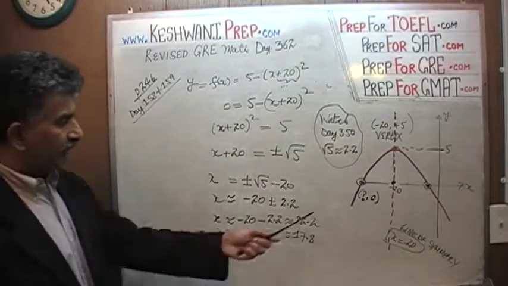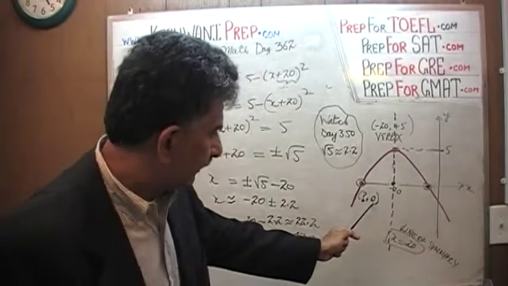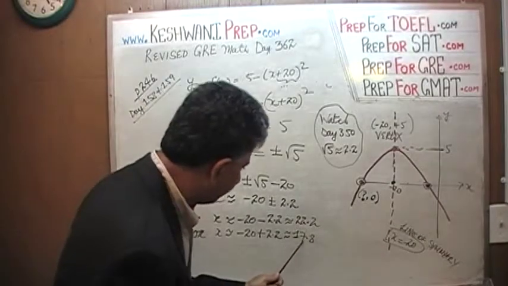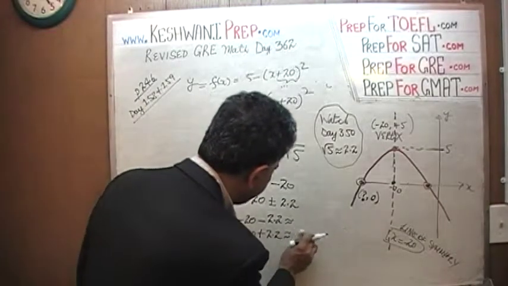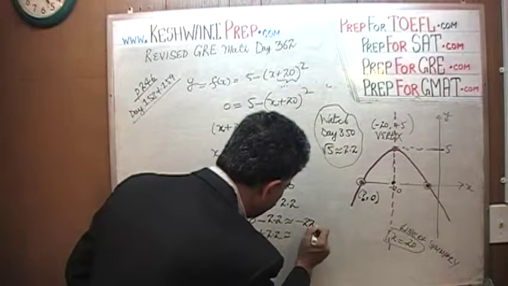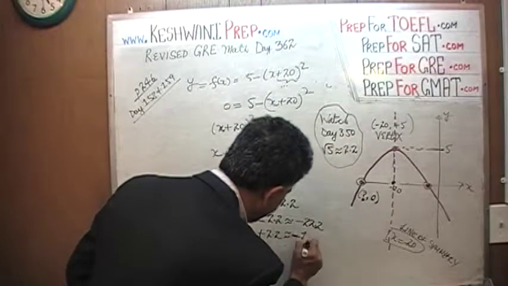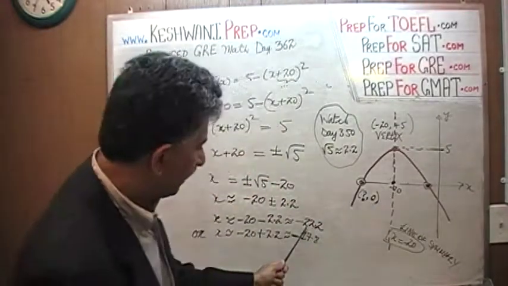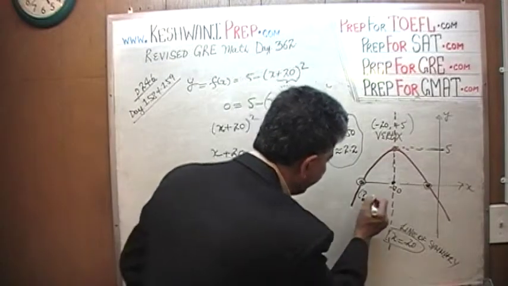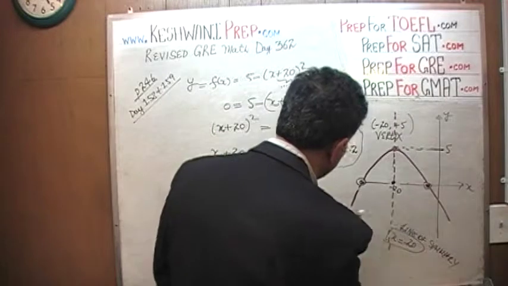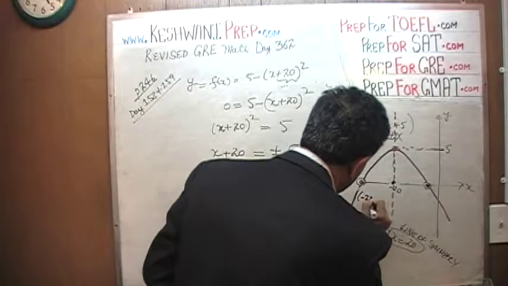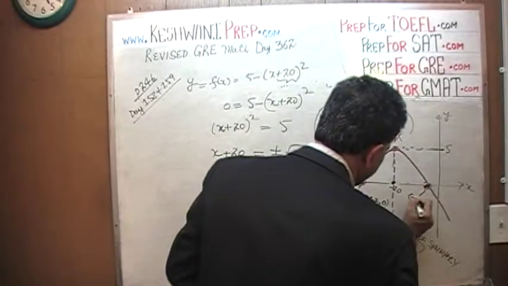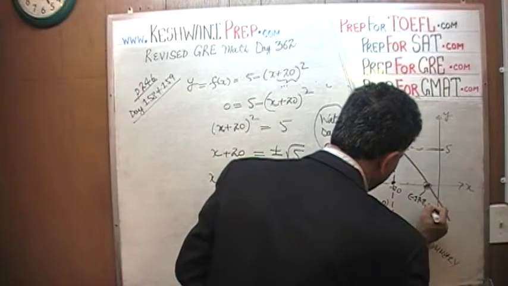There we go. We found the intercepts. I forgot to put a negative in front of them. This is negative 22.2 and this is negative 17.8. This guy that we were trying to figure out before is negative 22.2, and y is 0. This one is negative 17.8 and y is 0.